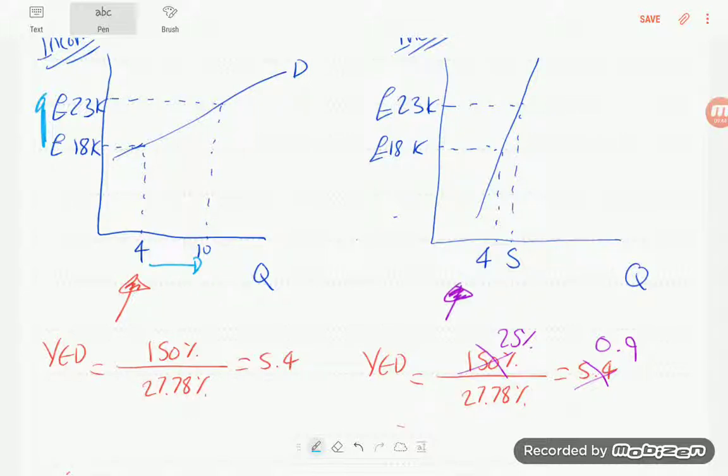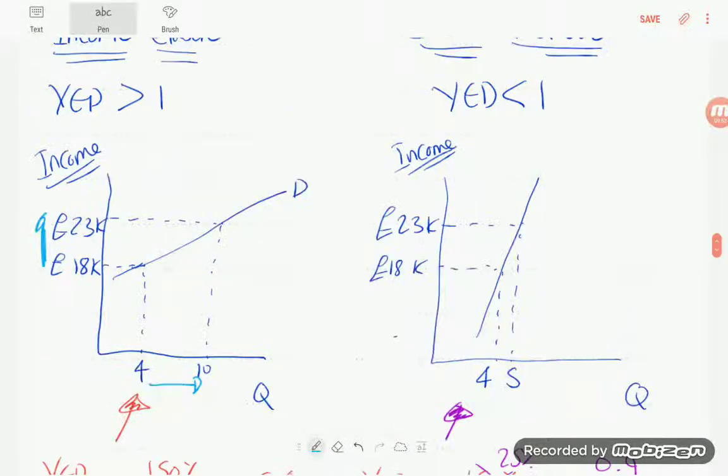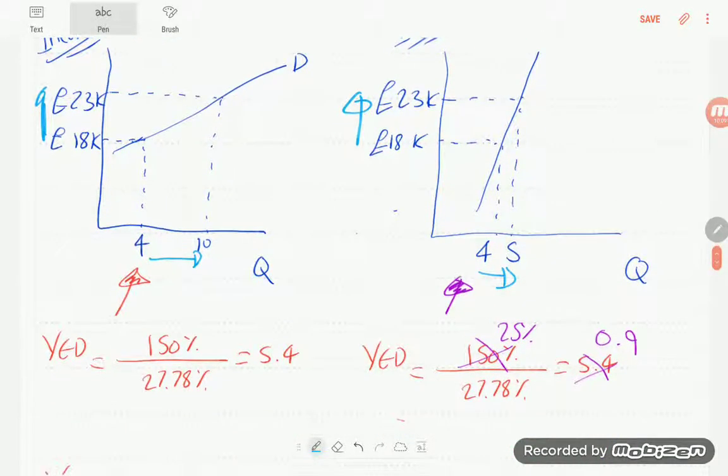So for every 1% increase in income, the quantity demanded increases by 5.4%. On the diagram to the right, you can see an increase in income of £5,000, again, here, look, leads to an increase in the quantity demanded for the good of just one unit. This would give a YED of 0.9%.